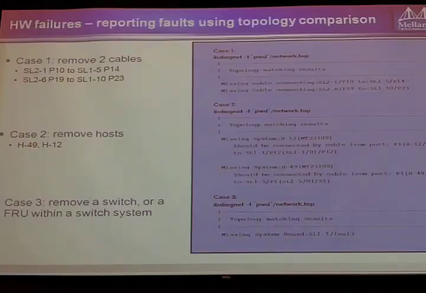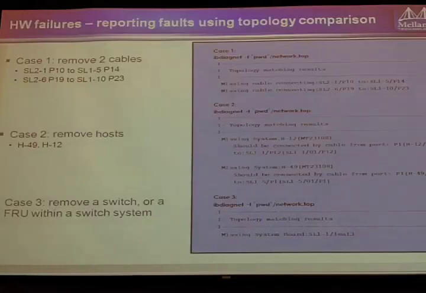Okay, so let's look at some examples of failures that IBDiagnet can detect. First, we can report faults using topology comparison. Case number 1: I removed 2 cables in my cluster, and I run my IBDiagnet here, and the only flag I really give it is where my topology is, and it went through and told me that I'm missing 2 cables in my cluster.